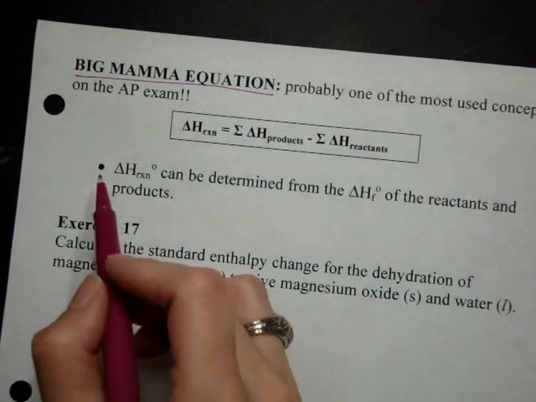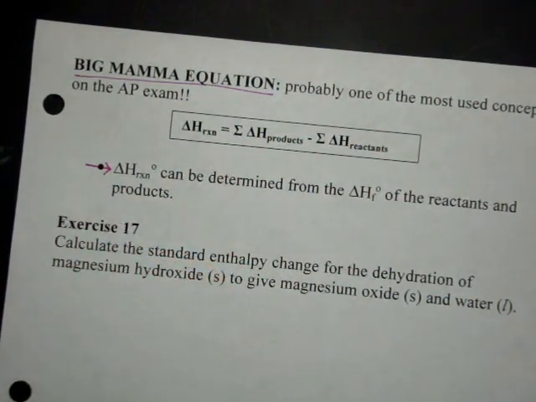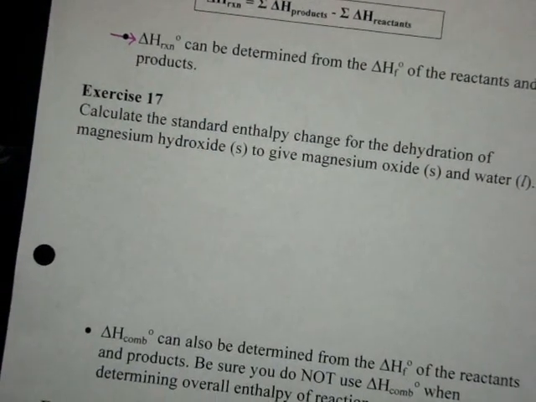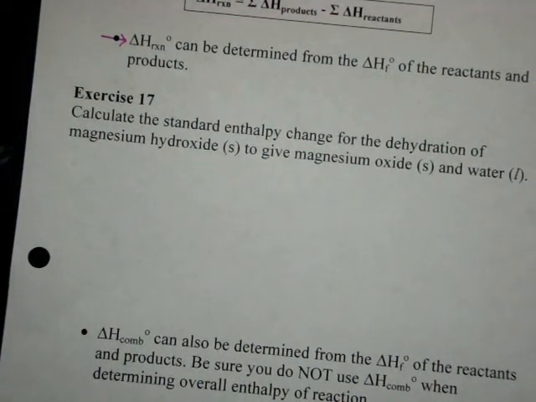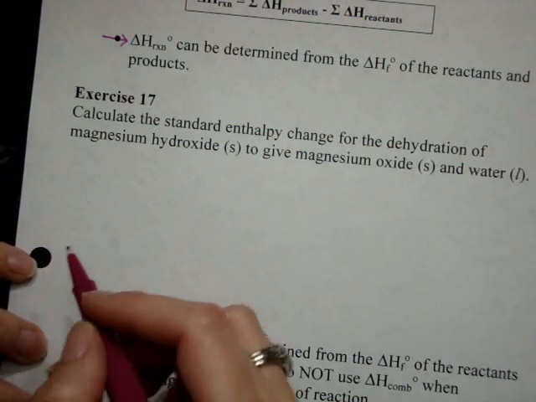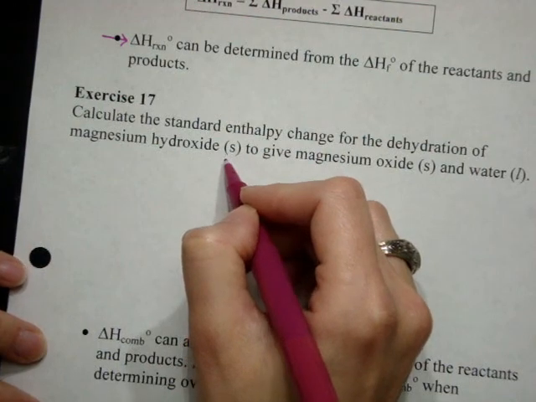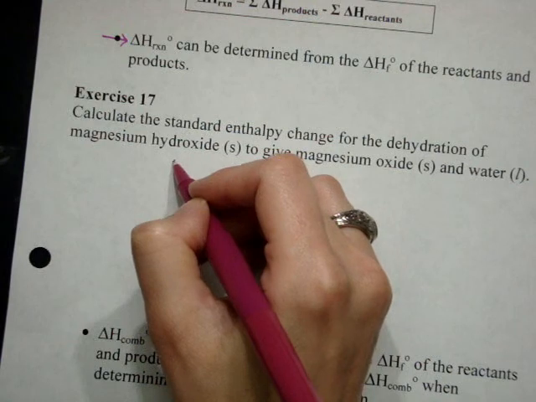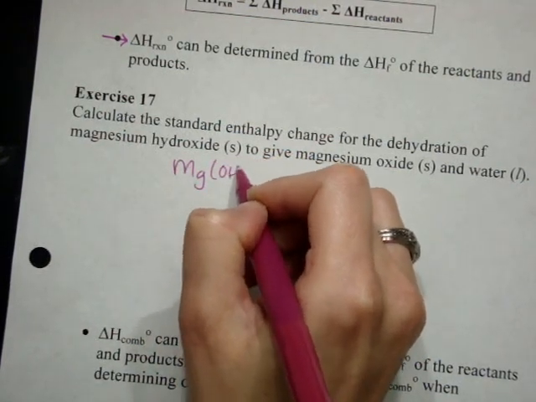So the enthalpy of a reaction overall, we actually did this in the last example, can be determined from the enthalpy of formation of the reactants and products. So again, you might need an enthalpy table in the textbook. For exercise 17, we want to calculate the standard enthalpy change for the dehydration, so loss of water, of magnesium hydroxide to give magnesium oxide and water liquid. Since we are talking about enthalpies here and changes, we do need to consider the state. So we'll begin by writing our equation.